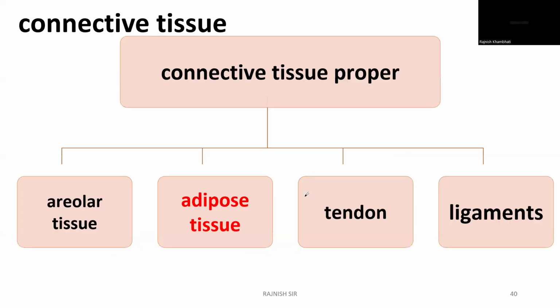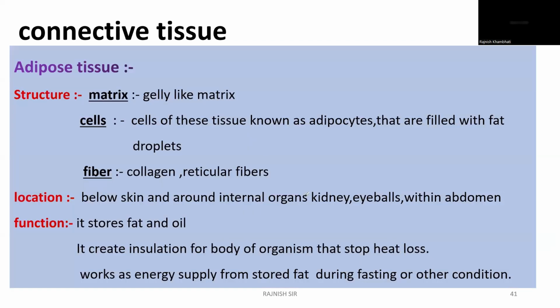Okay, let's jump on to the next. Second tissue is adipose tissue. So adipose tissue, again, the matrix is jelly-like, same like areolar tissue. Cells are known as adipocytes. You can directly write in one word, adipocyte. Okay, the cells are adipocytes, and adipocytes are filled by fat.